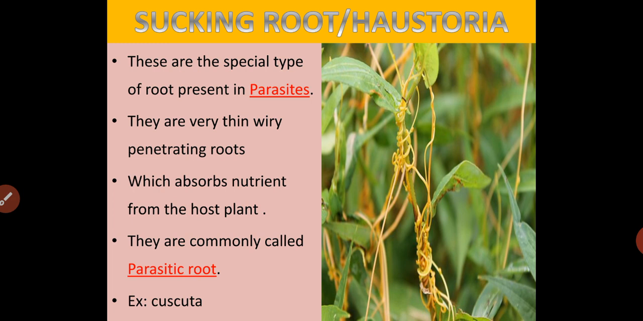Sucking roots or the Haustoria. These are the roots which are commonly seen in case of parasites. These are also called parasitic roots. They are wiry in nature and they penetrate inside the host plant for sucking the nutrients from it.